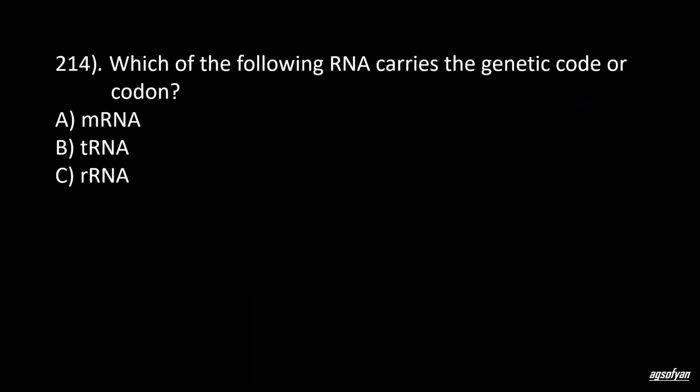Which of the following RNA carries the genetic code or codon? So the one that carries the code is called the messenger, the messenger RNA. The tRNA is transport. This is the one that carries amino acids. The rRNA is the ribosome. This is actually the ribosome that translates the messenger RNA into proteins.